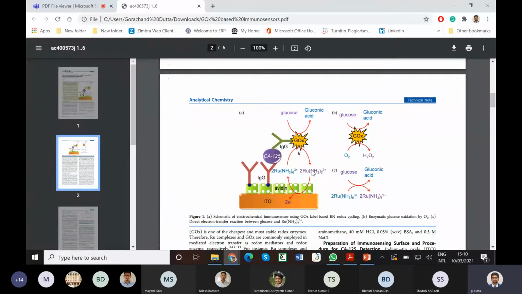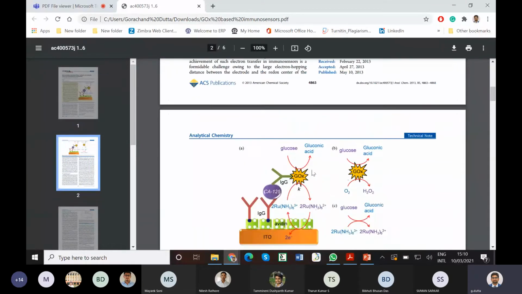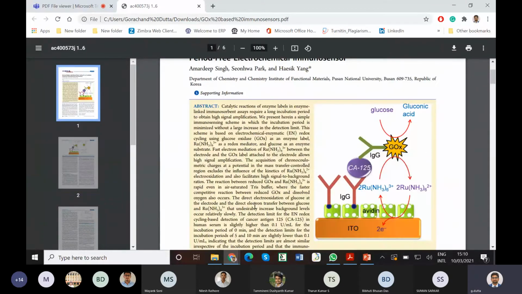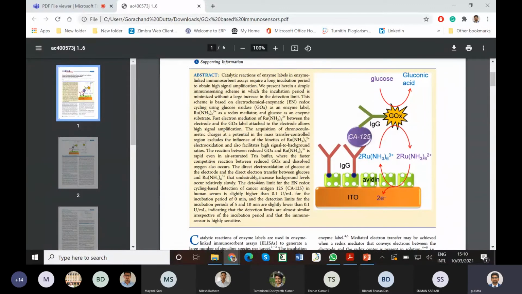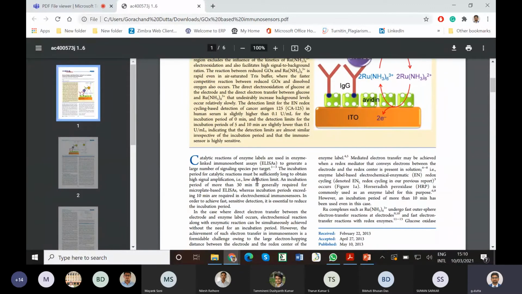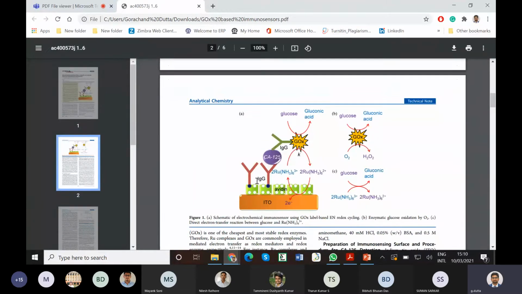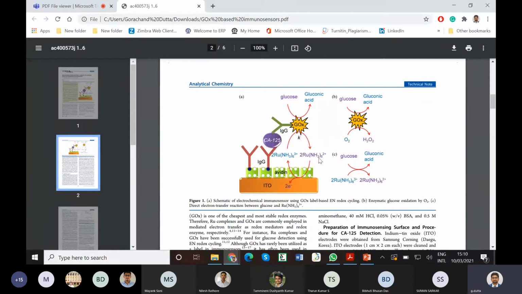No need to read the whole paper the first time. Sometimes, suppose you are not getting some idea from the abstract. Suppose you read everything, but you didn't get much idea. Then what you'll do is go to their schematic diagram of their work. The first schematic you can see here.